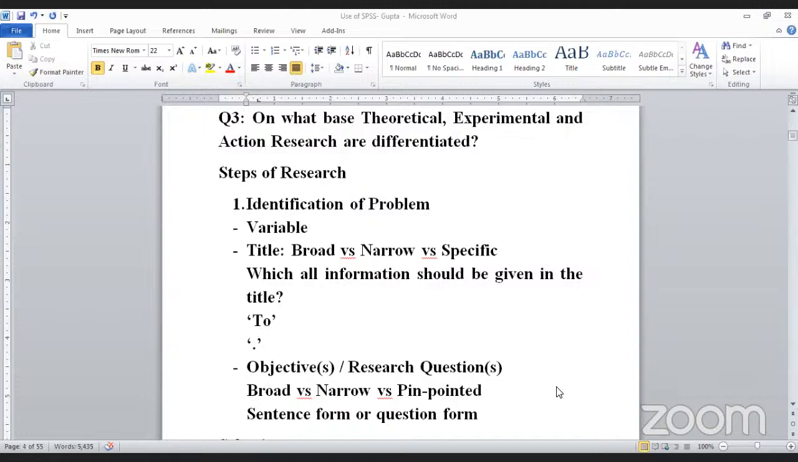Now I want to ask you: should you first select the variable, then write the title, and then write the objective? Or should you first think of a title, then decide the variable, and then decide the objective? Or should you first write the objective, then decide the variable, and then write the title? What should be the logical sequence among variable, title, and objective?